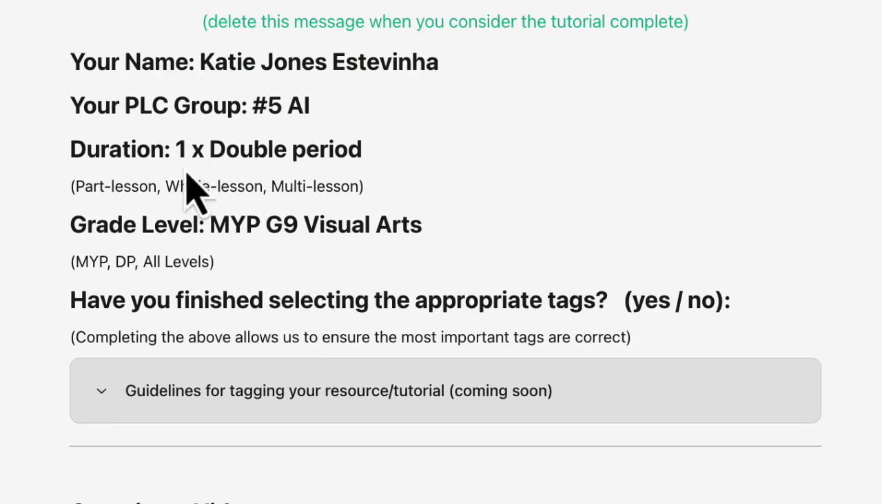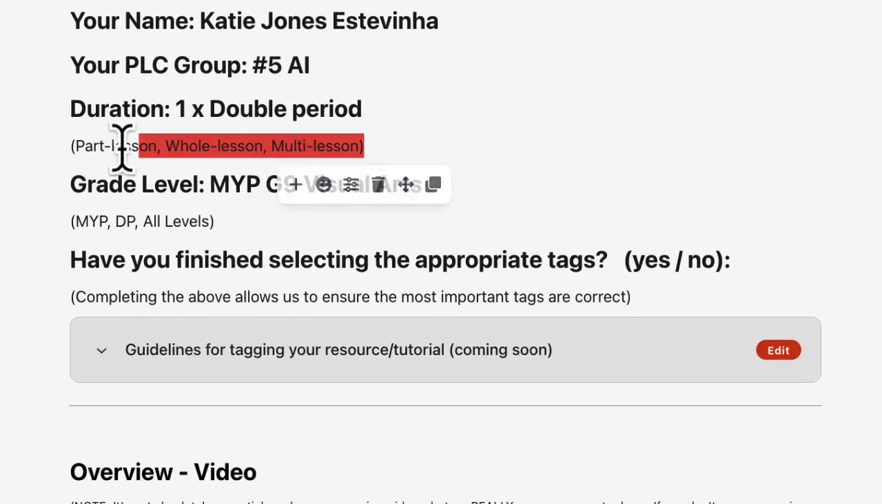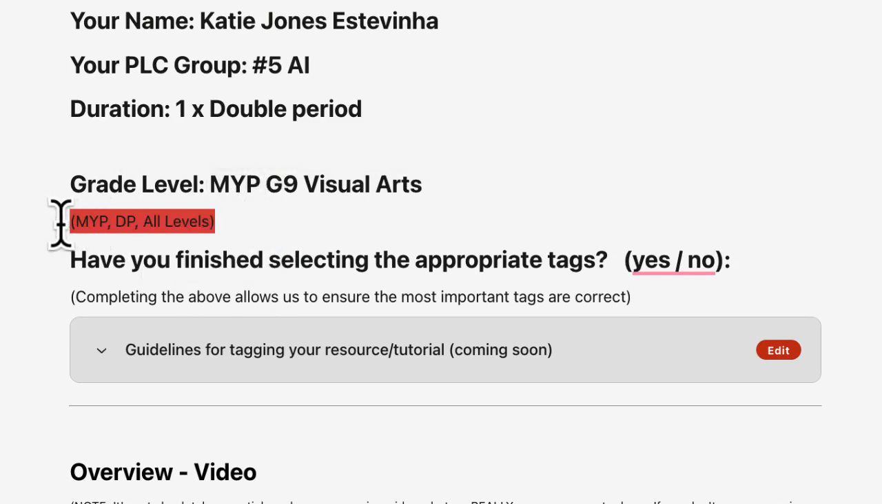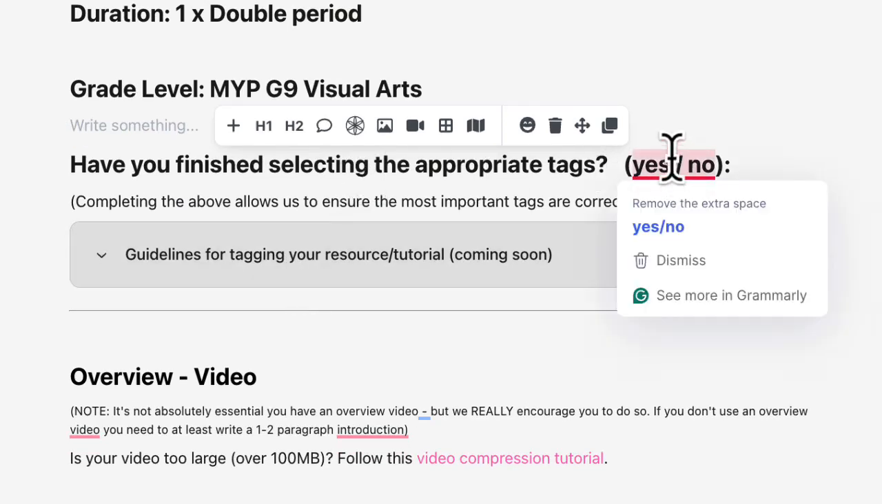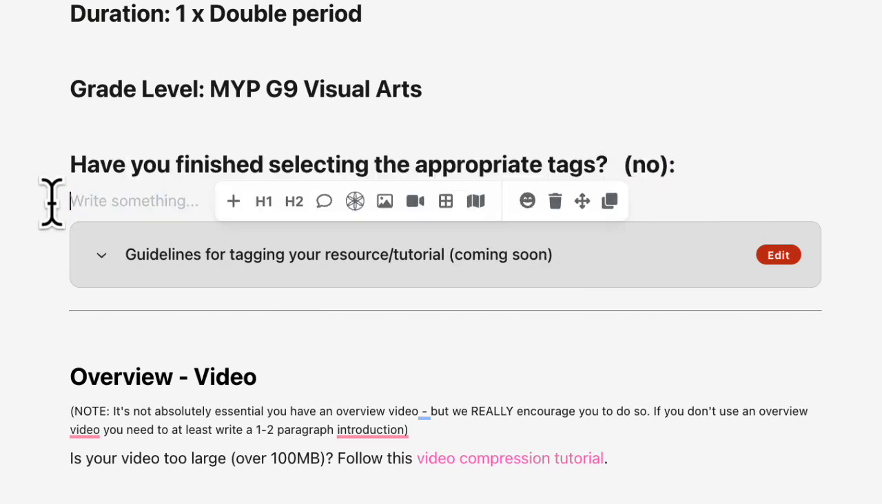So that's that one. Next one. All this looks good. So duration, 1 double period. So we can delete that, right? We don't need that bit. That's my prompt. So once you've dealt with the prompt, you don't need the prompt, right? So duration is 1 double period. That's great. The grade is MYP grade 9, so we don't need that. Have you finished selecting the appropriate tags? Well, no, you haven't, because you can't. And we don't need that anymore.